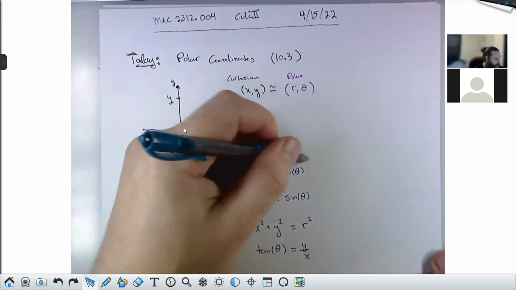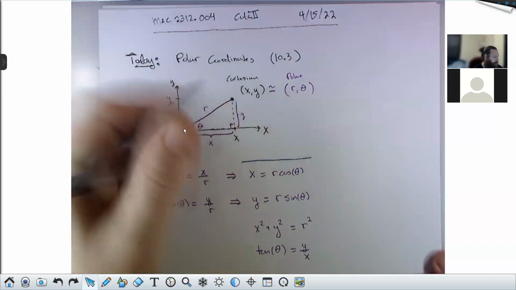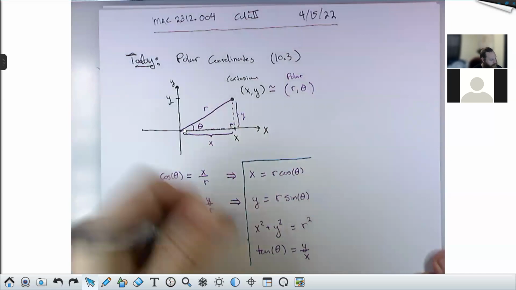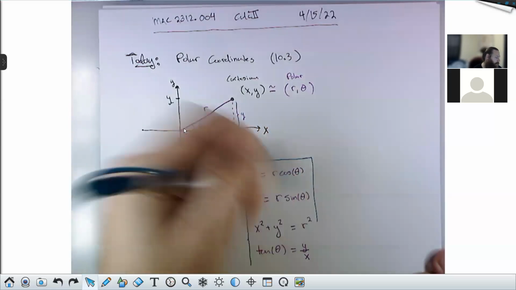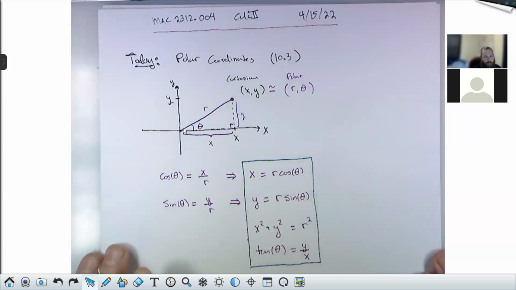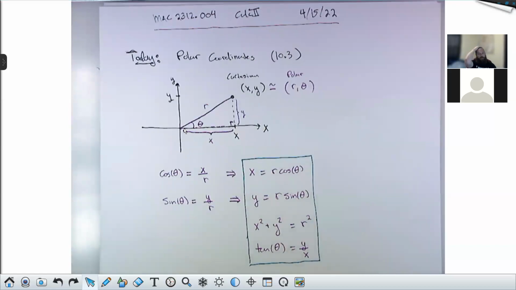You should think of these four things as being like a little dictionary to go back and forth from one language to the other. If you want to take a point that's given to you in Cartesian coordinates and write it in polar coordinates, you would use generally the bottom two equations. If you want to take a point that's given to you in polar coordinates and put it in Cartesian coordinates, you would use the top two equations. But we need to hold on to all four of these. All four of these are very, very important.